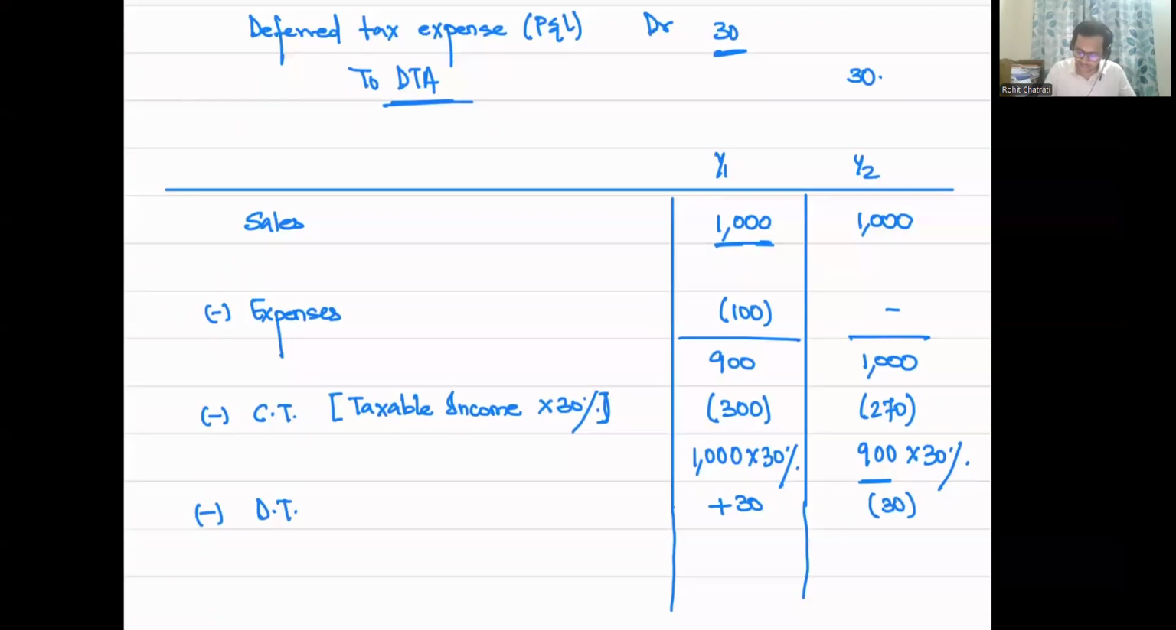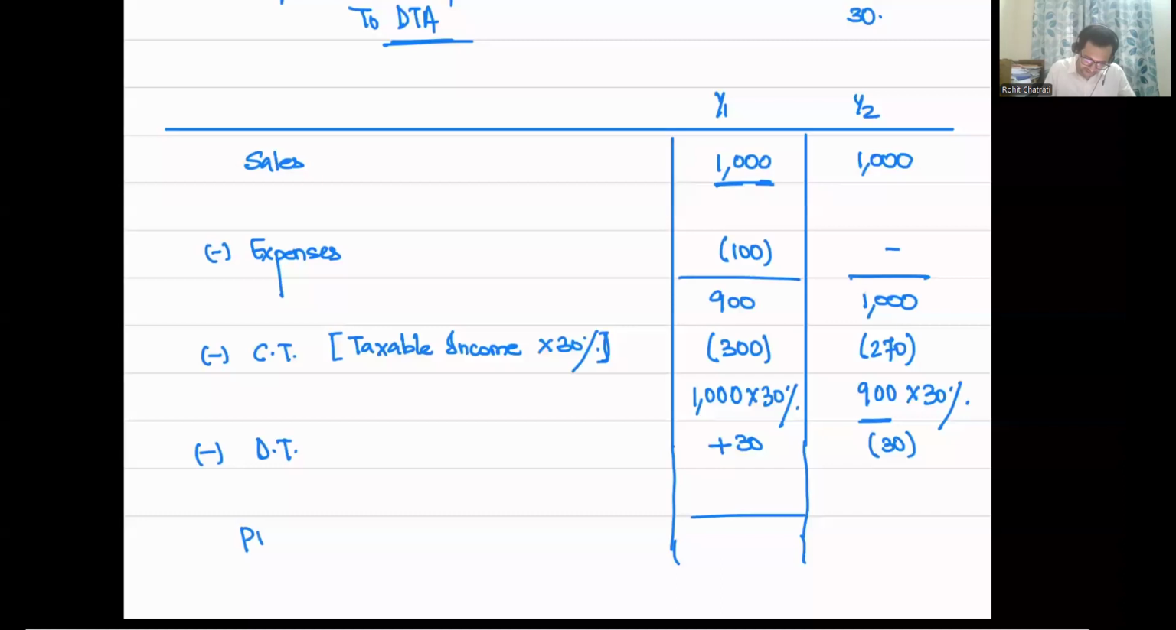All right. So that leaves me with a profit after tax of 900 less 300, which is 600. 600 plus 30 is 630. In year two, it leaves me with a profit of 700. So this is going to be the P&L after incorporating deferred tax.